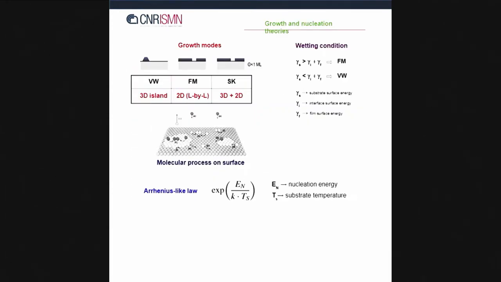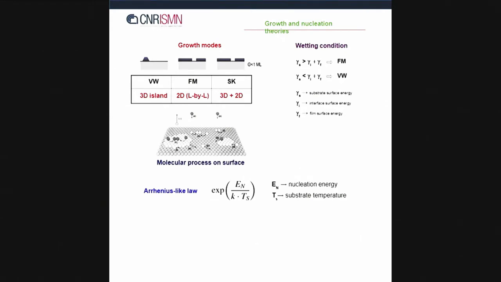To understand these processes, we need a little bit of theory regarding the growth of the material. When you deposit molecules over a surface, you can have three types of growth.